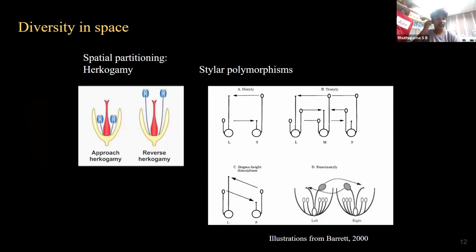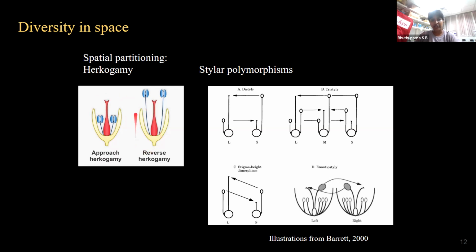So the next type of mating strategy is hercogamy. Hercogamy is a condition where anther and stigma are spatially separated to avoid self-pollen transfer and selfing. There are mainly three types of spatial partitioning, as you can see here: approach hercogamy, reverse hercogamy, and different types of stylar polymorphism. In approach hercogamy, the stigma is placed beyond the anther. So here you can see there is a clear spatial separation between stigma and anther.